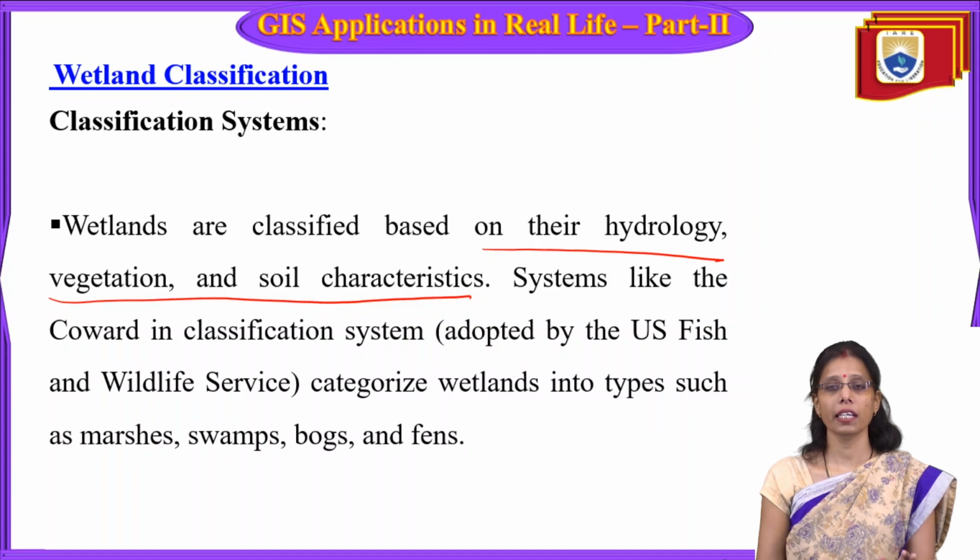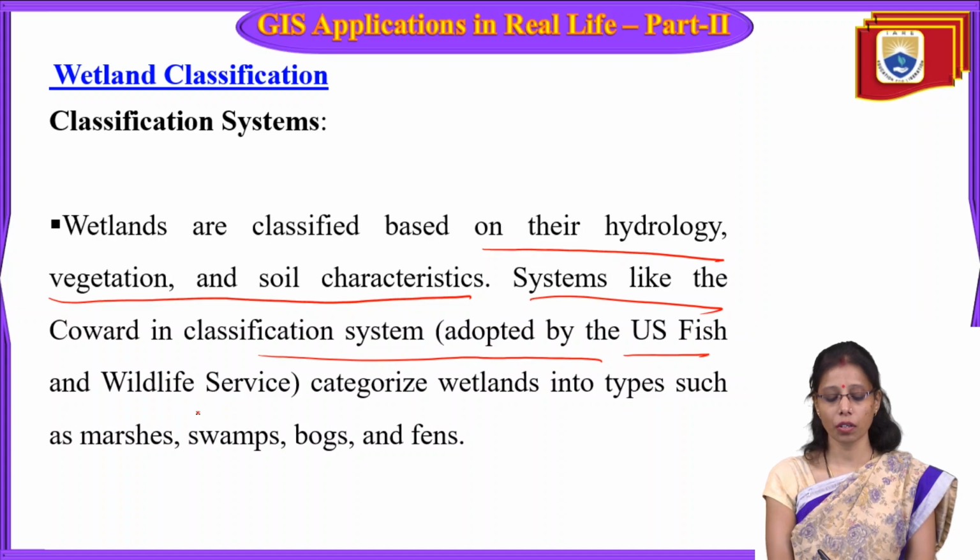Most soils, like sandy soil or loamy soil, will not be helpful to grow a large amount of vegetation. But alluvial soils are very fertile soils where vegetation can grow more intensely in quantity. So the soil characteristics also help us classify wetlands. The classification system adopted by the US Fish and Wildlife Service categorizes wetlands into types such as marsh, swamps, bogs, and fens.